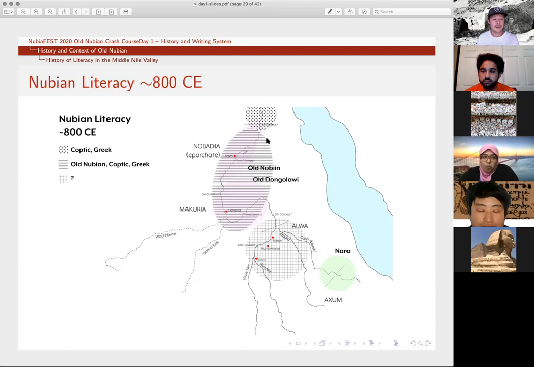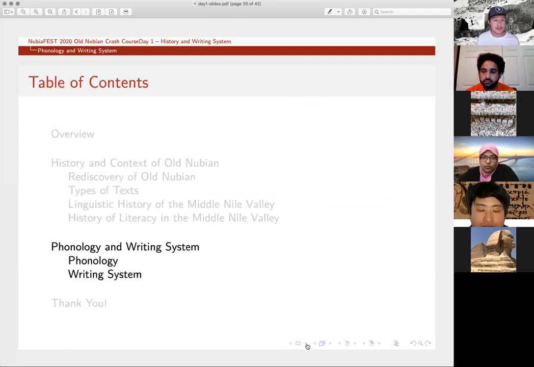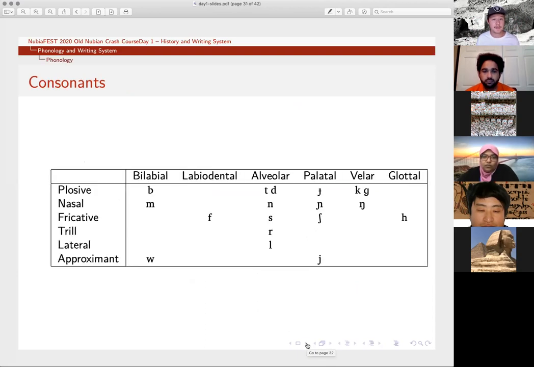And so there is this constant interaction between, on the one hand, Old Nubian, based on the Nubian language spoken by the people there, and the literary cultures of both Coptic and Greek that exert an enormous influence because they come with the package of Christianity. We can also see this in the script, which we will look at shortly. So let's have a look at the phonology of the language itself and its script.